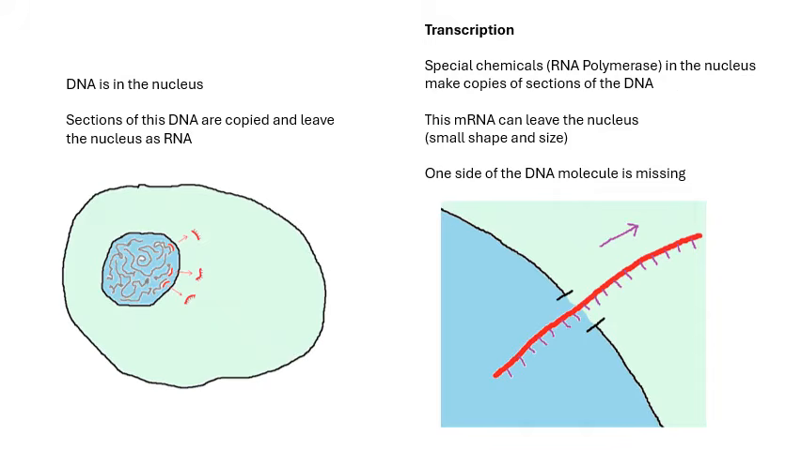And special chemicals do this. It's called RNA polymerase in the nucleus, and they make copies of parts of the DNA. And what you end up with is this stuff called messenger RNA or mRNA. And that can leave the nucleus because it's small and it can fit through pores in the nucleus and go into the cytoplasm. Notice that it's just like one side of the ladder. Half of the ladder is missing, and that's RNA. So DNA is the whole double helix thing. RNA is just one half of it, and it's just a small section of it as well.